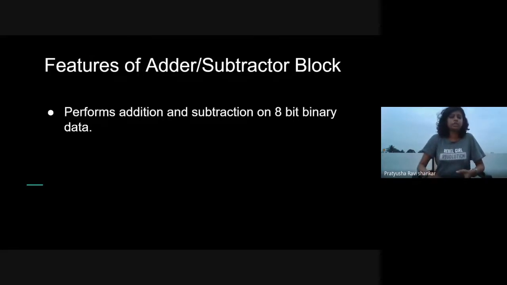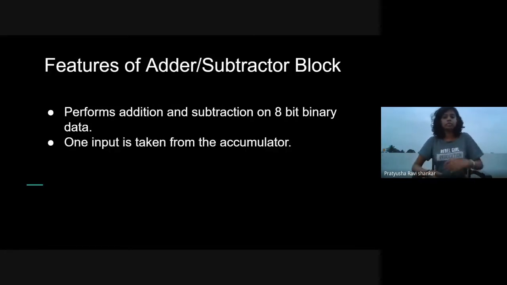Let's see what functions and features your adder subtractor block should possess. First, it performs addition and subtraction on 8-bit binary data. As the name suggests, it's as simple as possible: it can just add and subtract. As you saw before, it has a control signal called sub add. If you keep it as 0, it's going to add. If you keep it as 1, it's going to subtract. That's what it should have.